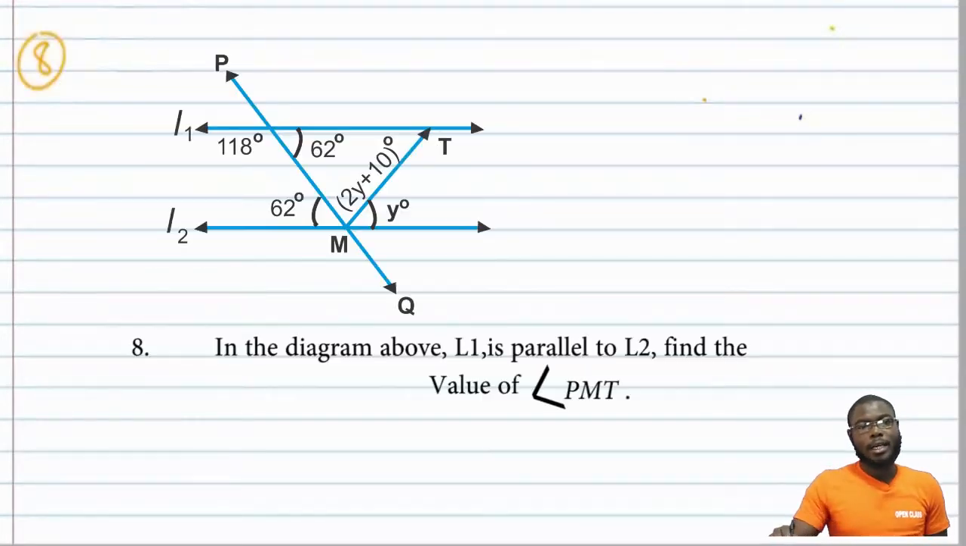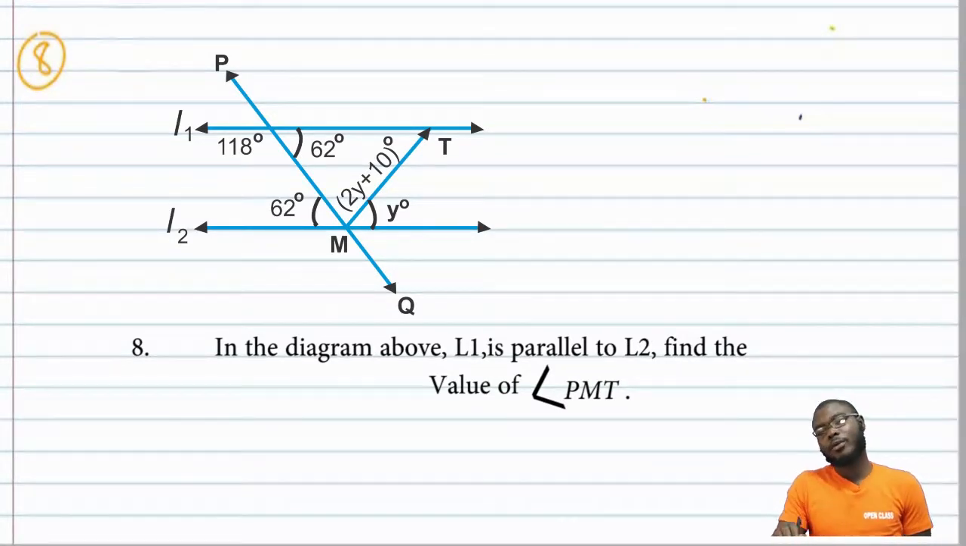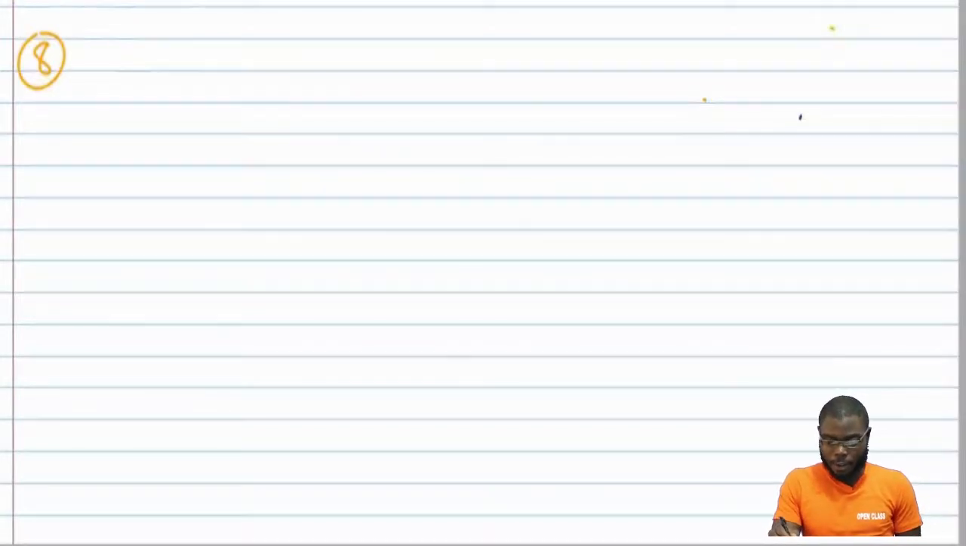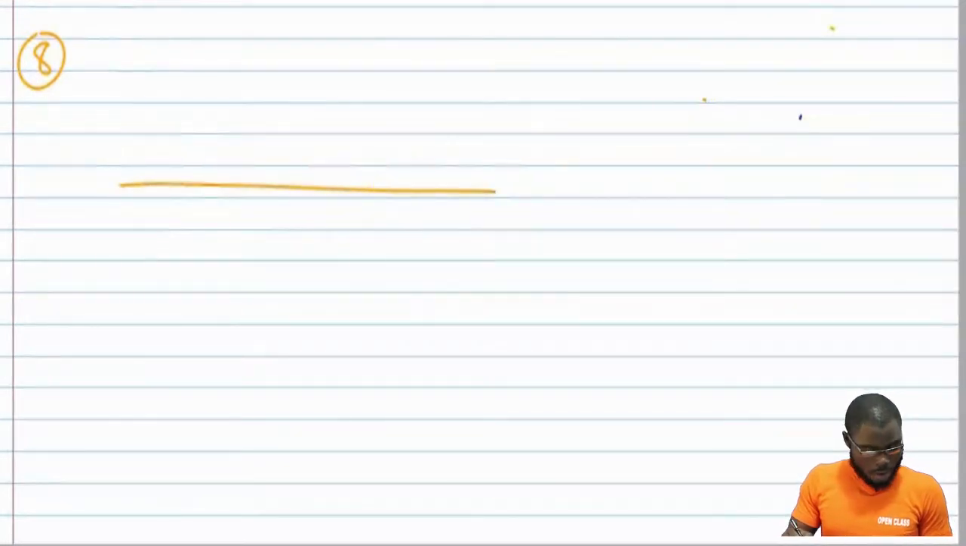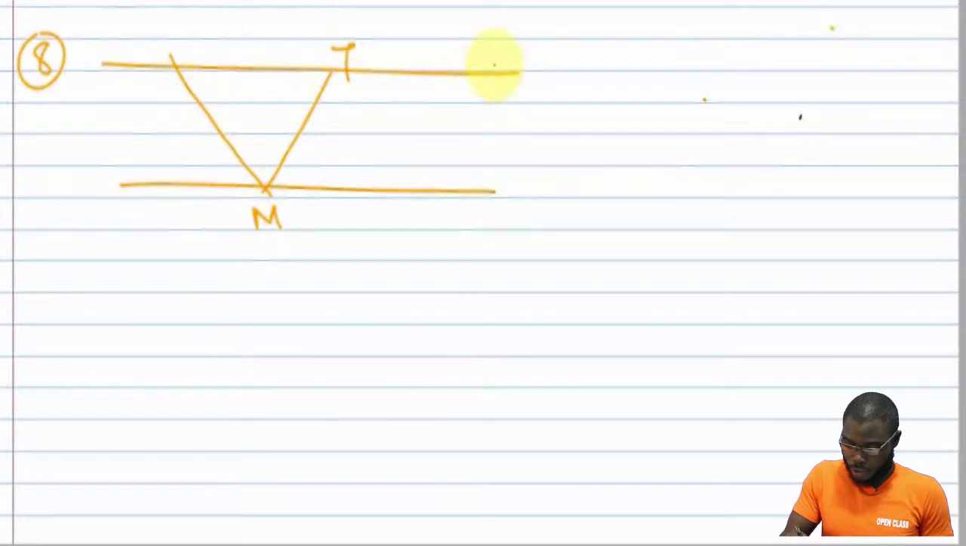Okay. Now question number 8. Question number 8 says in the diagram above, L1 is parallel to L2. Find the value of angle PMT. So if you look at it, you have your angle PMT like this. You have your M, you have your T. So this is your L1, which is parallel to your L2. So this is y here.